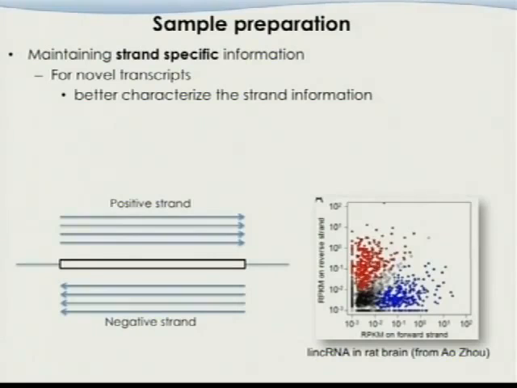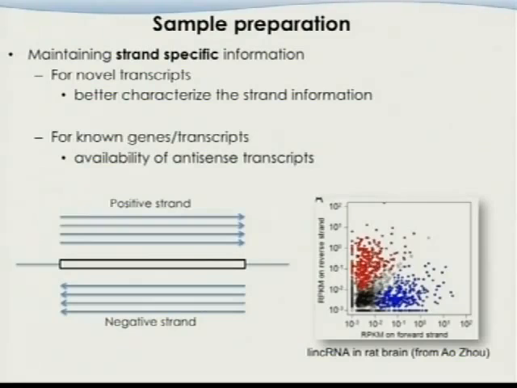However, if we use something that maintains the strand, you can see that some of the molecules have signals biased towards the positive strand, others towards the negative strand. So you can increase your confidence that you are seeing the right molecules. Okay? So for novel transcript studies, retaining strand bias is very, very important to better characterize the strand information.